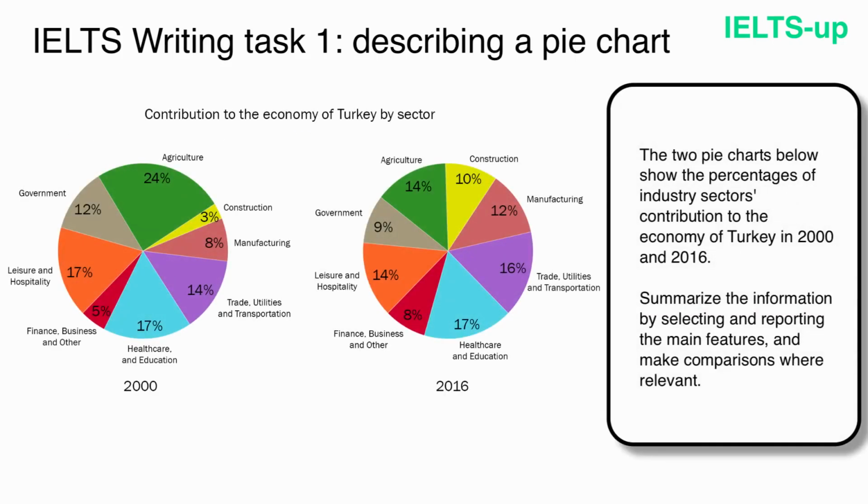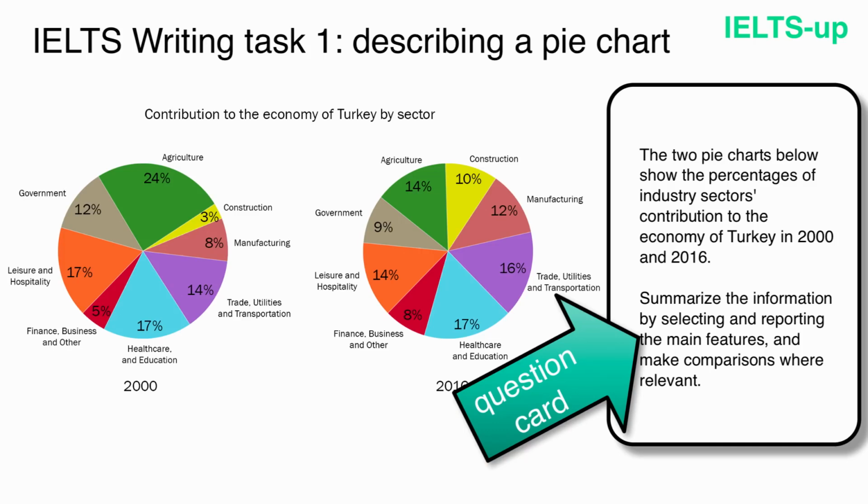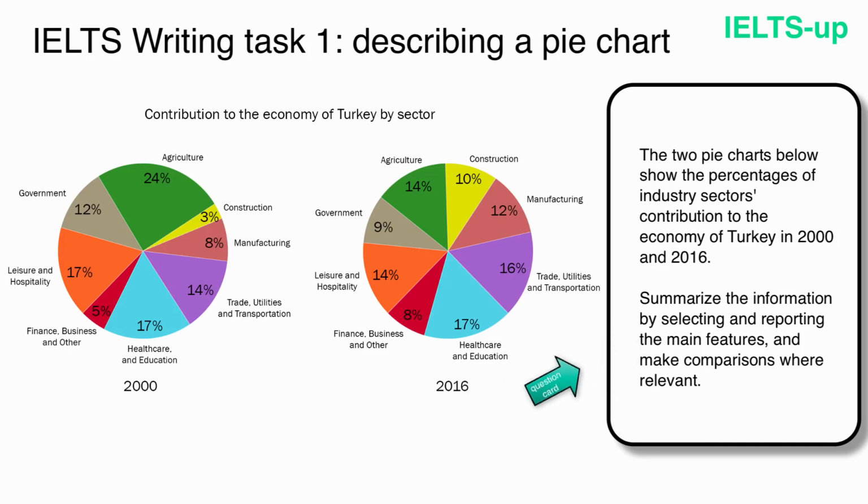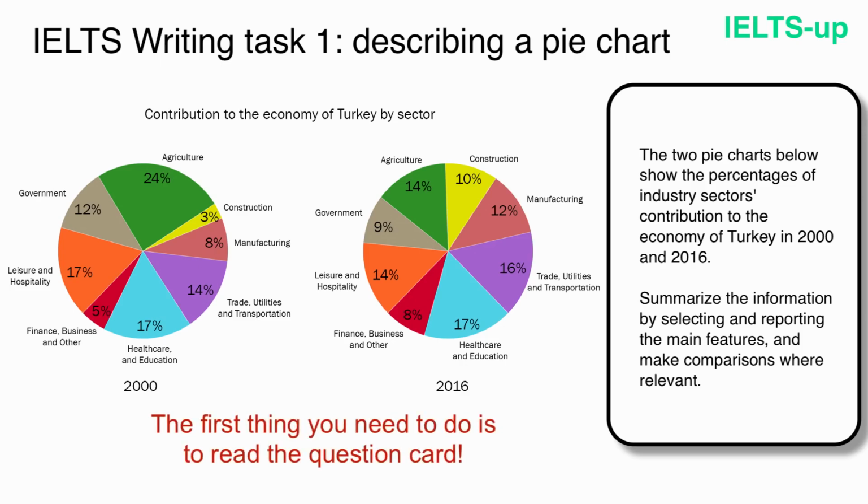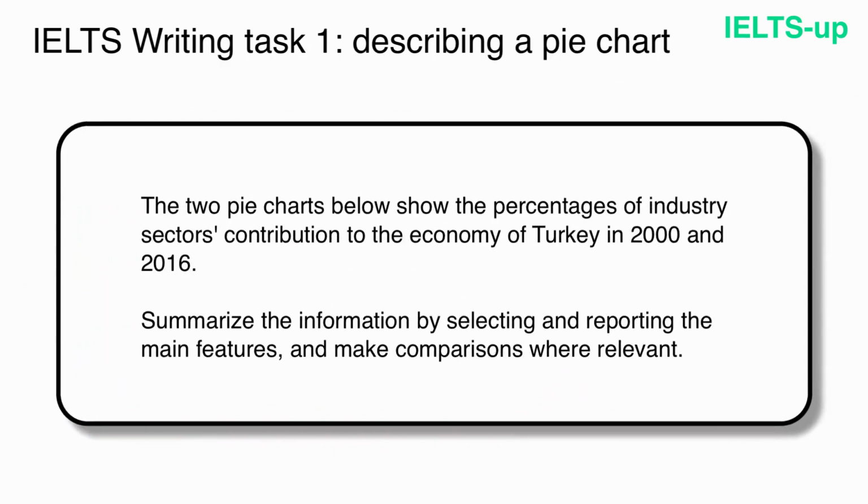So, this is an IELTS Writing Task 1 sample. You have a pie chart to describe, and you have a question card with some important information about your chart. The first thing you need to do is to read the question card. Let's do it together. The two charts below show the percentages of industry sectors' contribution to the economy of Turkey in 2000 and 2016. Summarize the information by selecting and reporting the main features and make comparisons where relevant.